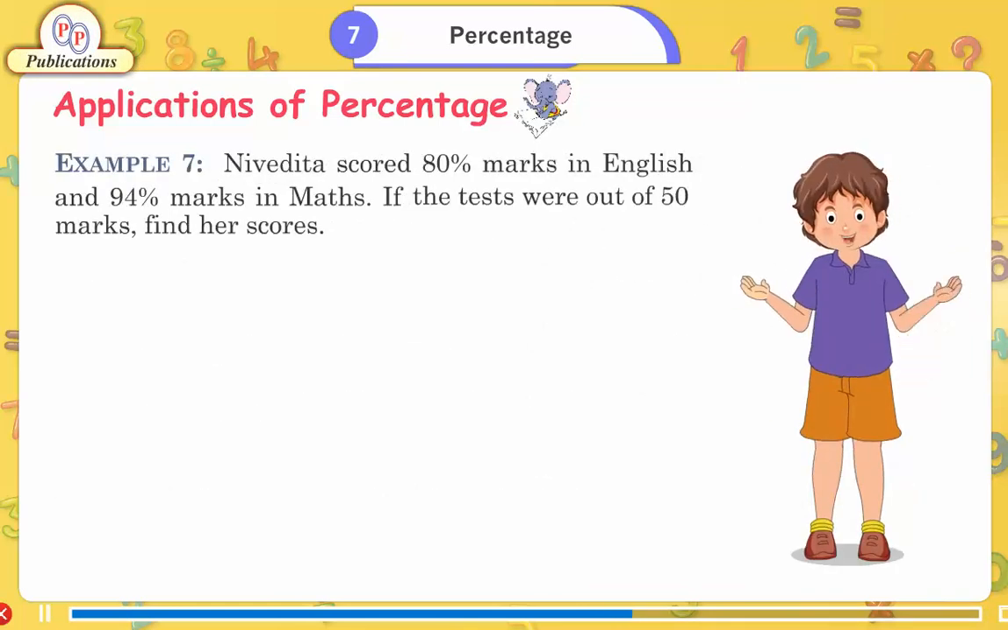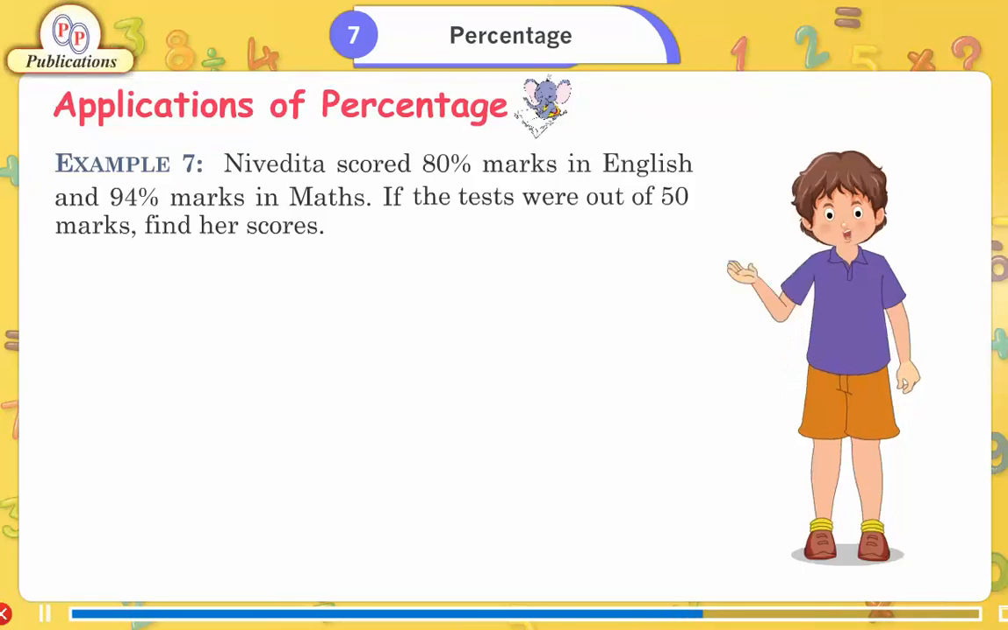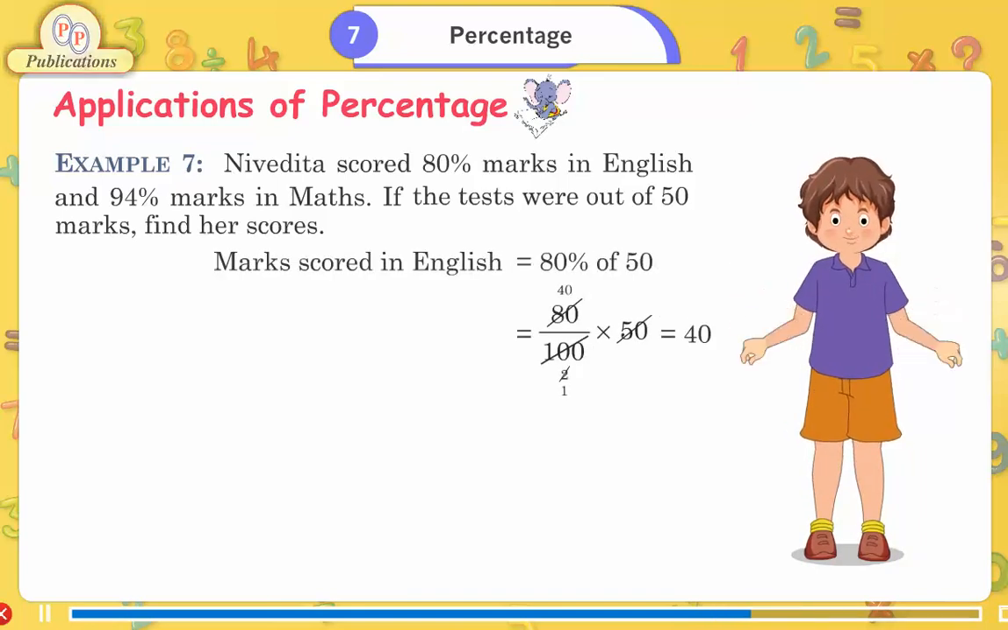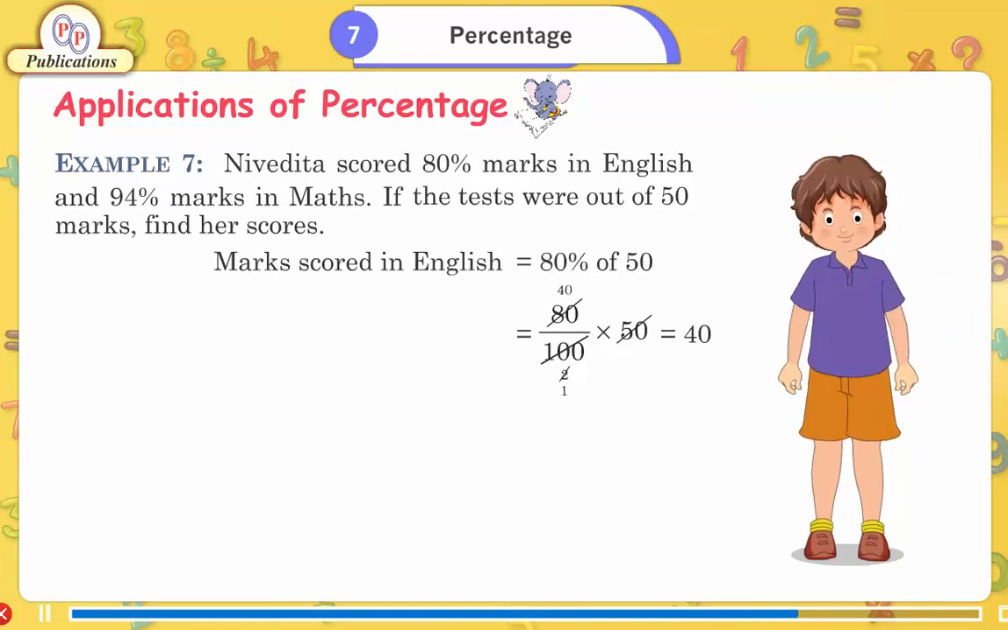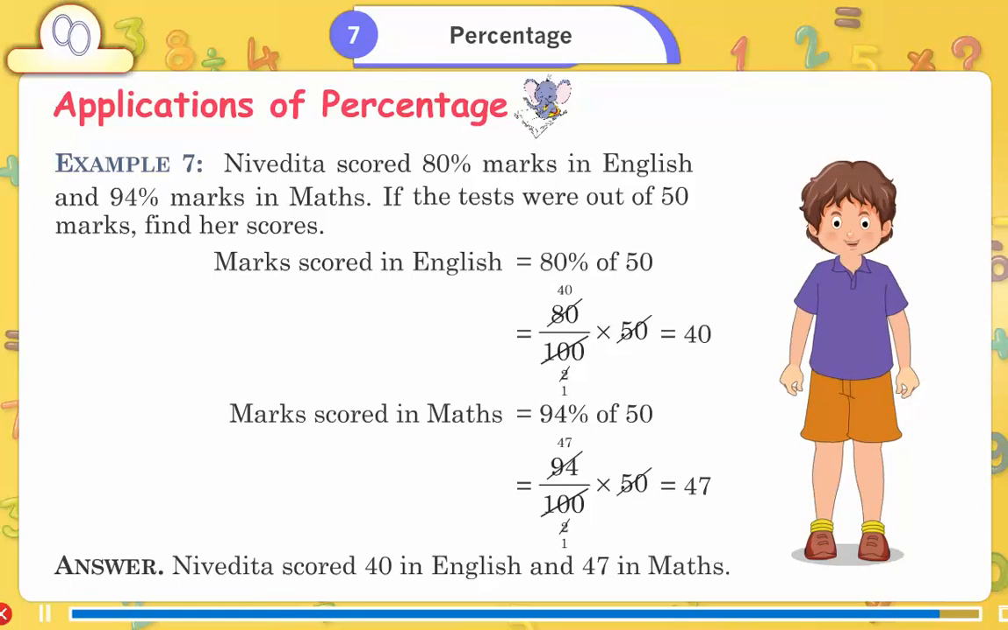Example 7. Nivedita scored 80% marks in English and 94% marks in maths. If the tests were out of 50 marks, find her scores. Marks scored in English is equal to 80% of 50 is equal to 80 by 100 multiplied by 50 is equal to 40. Marks scored in maths, 94% of 50 is equal to 94 by 100 multiplied by 50 is equal to 47. Answer: Nivedita scored 40 in English and 47 in maths.